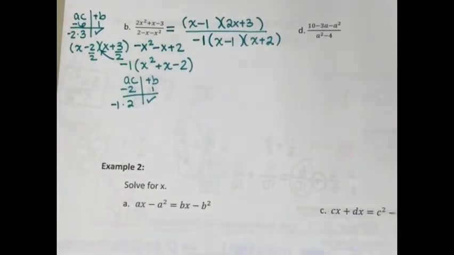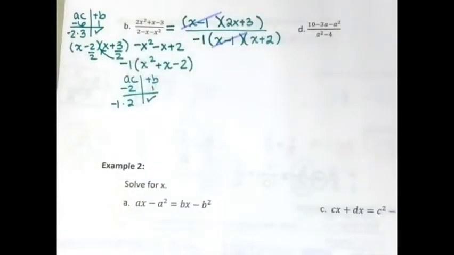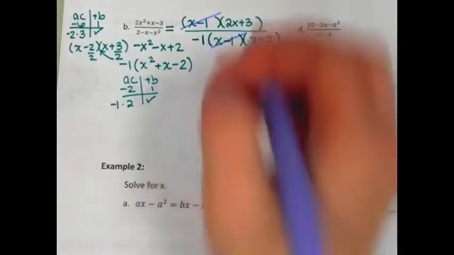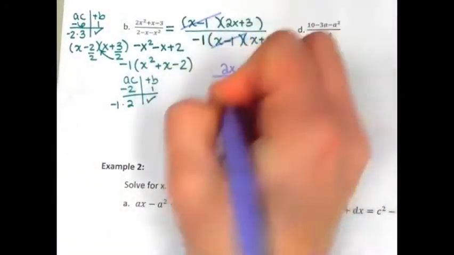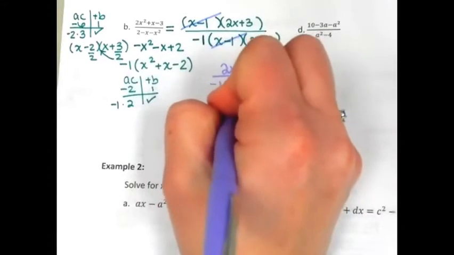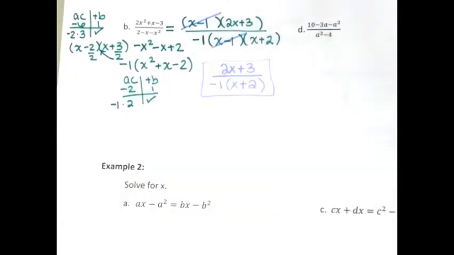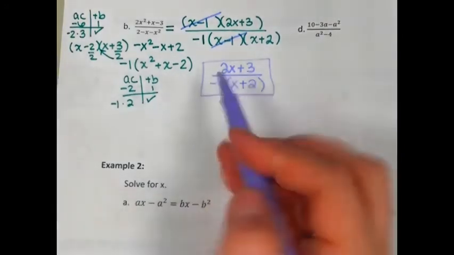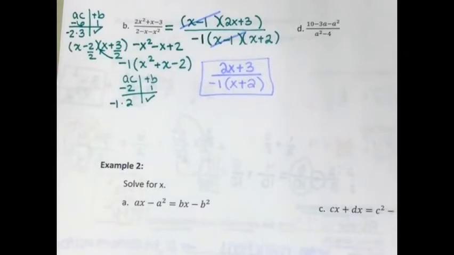What do we notice that's the same in both my numerator and my denominator? X minus 1. Yeah, x minus 1. So could I cross those out? Yeah. And then I'm left with 2x plus 3 over -1 times x plus 2. And again, I can't simplify these x's because they're grouped together with that plus sign, right? That 2x plus 3 and the x plus 2.